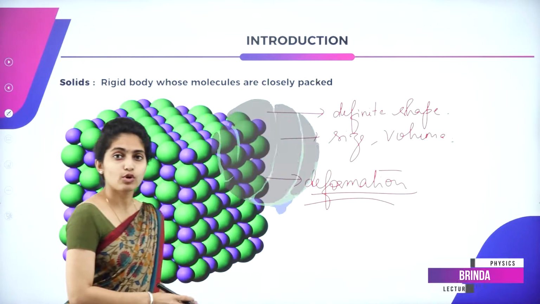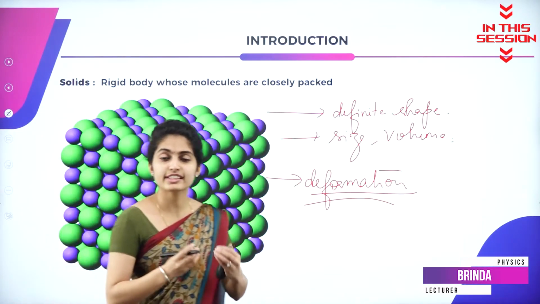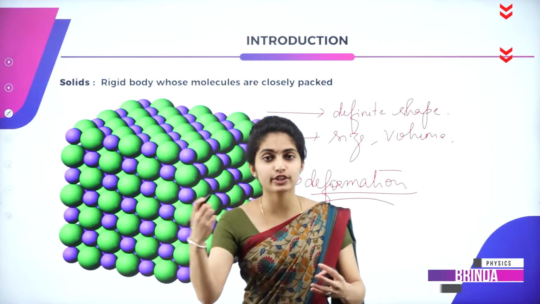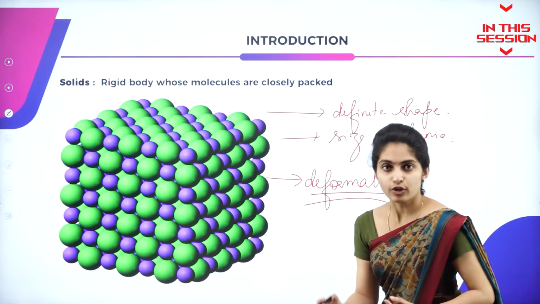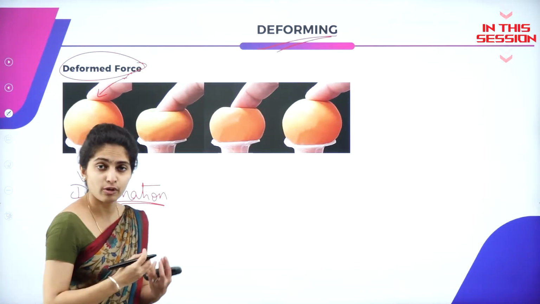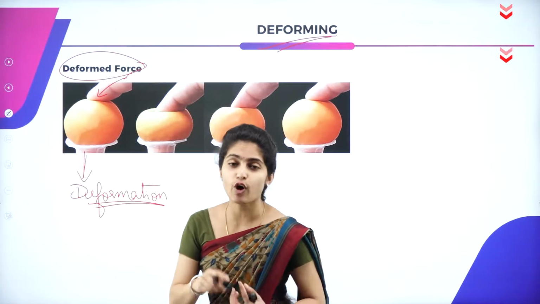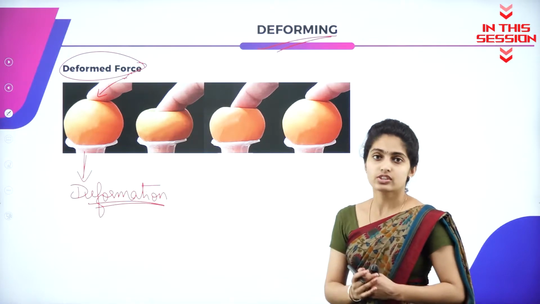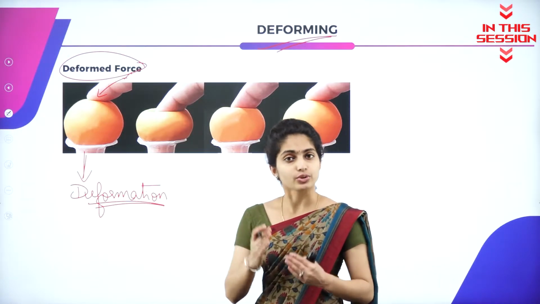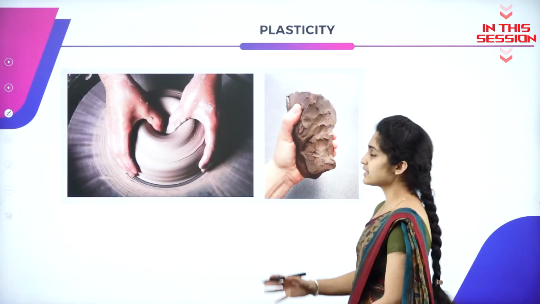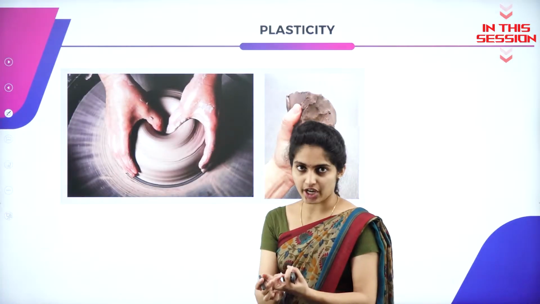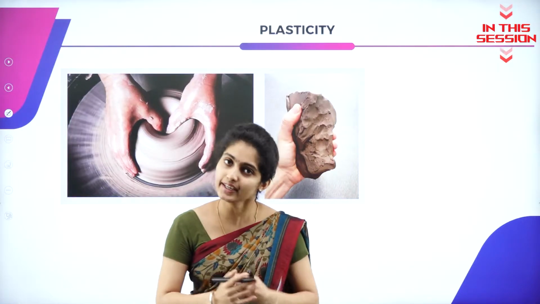The external force when you apply on the solids, it causes a deformation, and the force what you apply will be said as deformed force. This object is undergoing deformation when an externally deformed force is applied on a solid object. Okay, so this kind of a procedure is said to be a deformation. Plasticity means once you change its shape, it will never regain back.